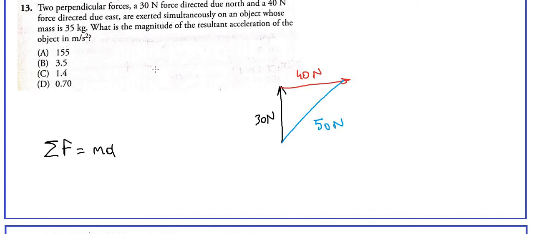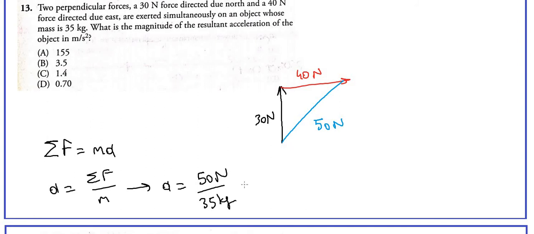So here we can solve for a. In this equation, if you solve for a, acceleration is equal to total force over mass. If you divide both sides by m, you obtain this equation. So here, acceleration is equal to the total force we found, 50 Newton, divided by 35 kilogram, which is the given mass. And Newton divided by kilogram is meter per second squared. So acceleration will be 1.4 meters per second squared.